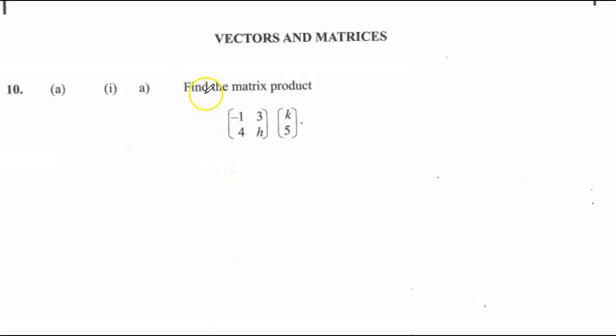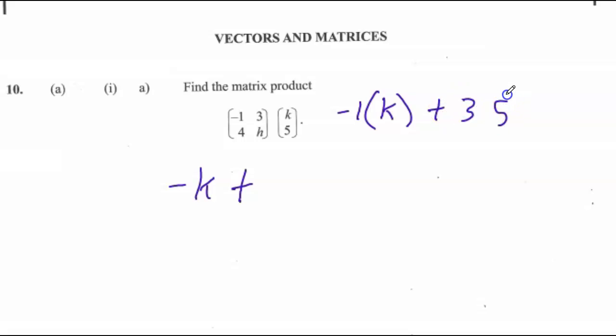Question 10, the matrix product. So we're multiplying the matrix. Remember, it's row by column, first term by first, and second by second. So the first row, negative 1, 3, by k, 5. Negative 1 times k, that's negative 1k, plus 3 times 5. So let's put it here: negative 1 times k, plus 3 times 5.